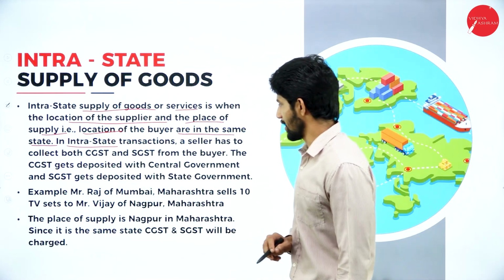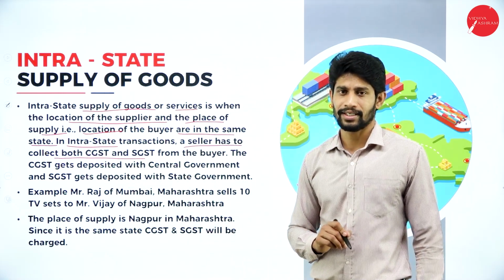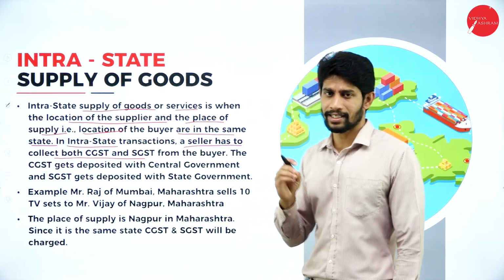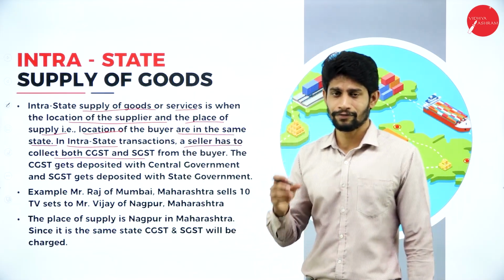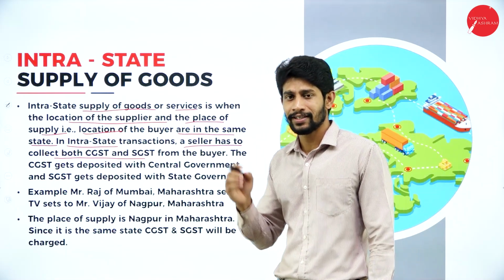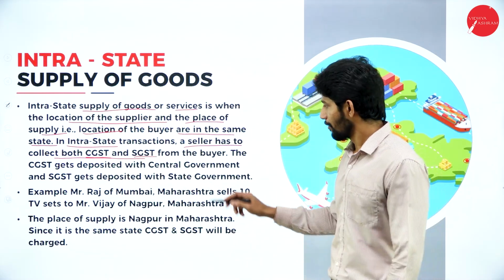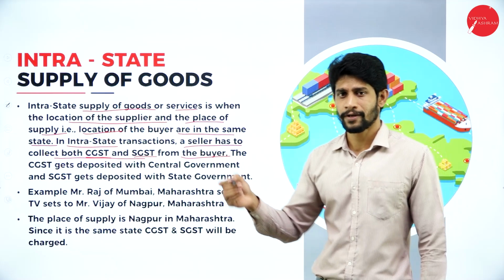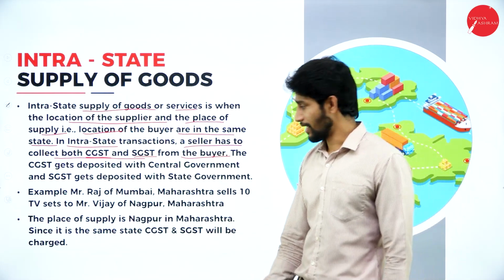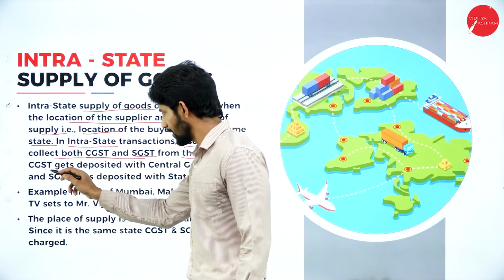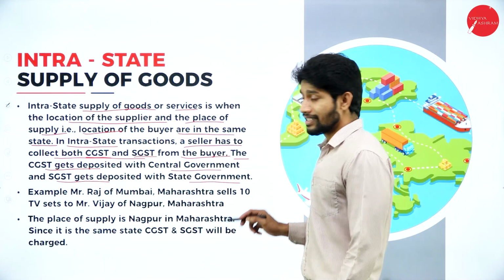In an intrastate transaction, a seller has to collect both CGST and SGST. Yes, if it is an intrastate supply, that means the transaction is happening within the state, the buyer and seller both are in the same state, then the supplier is supposed to collect both CGST and SGST from the buyer. Who is purchasing the product, from that person the supplier is supposed to collect the CGST and SGST. The CGST gets deposited with the central government and SGST gets deposited with the state government.